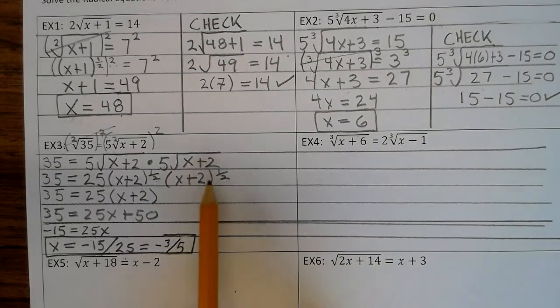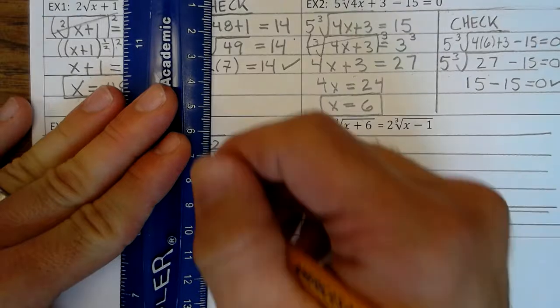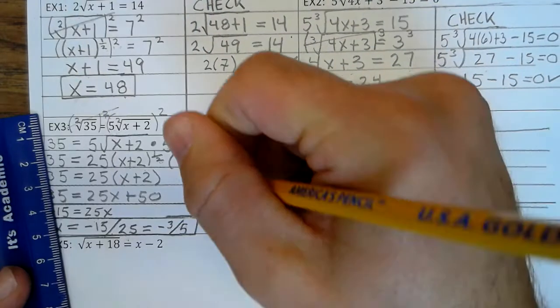Now, I tried to keep the work on the right, but didn't get all the way. But I think for the check, we just need about this much space. So we can do our check right here.